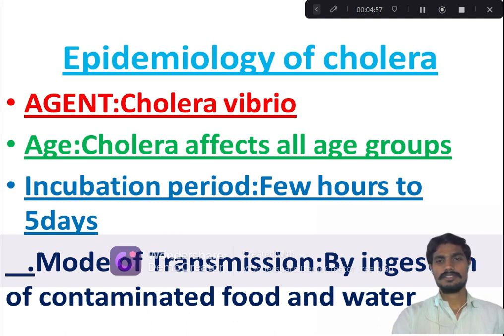Yes, what is the incubation period of cholera? Few hours to 5 days. From a few hours to 5 days, that is the incubation period of cholera. Next you can see mode of transmission.